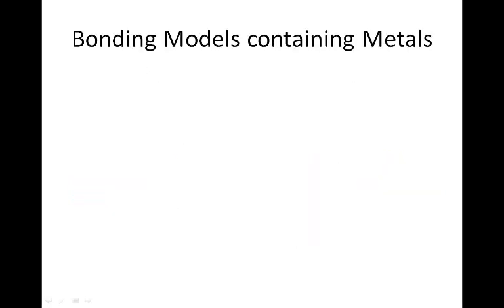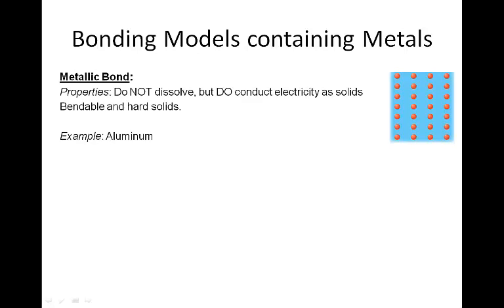We're going to examine the bonding models that contain metals. There are 2 types of bonding that metals can do. The first is a metallic bond. This is what you find in something like aluminum foil. This will not dissolve in water, but it will conduct electricity even as a solid. So if you, like we did in class, tested aluminum, it would be able to light up a light bulb.